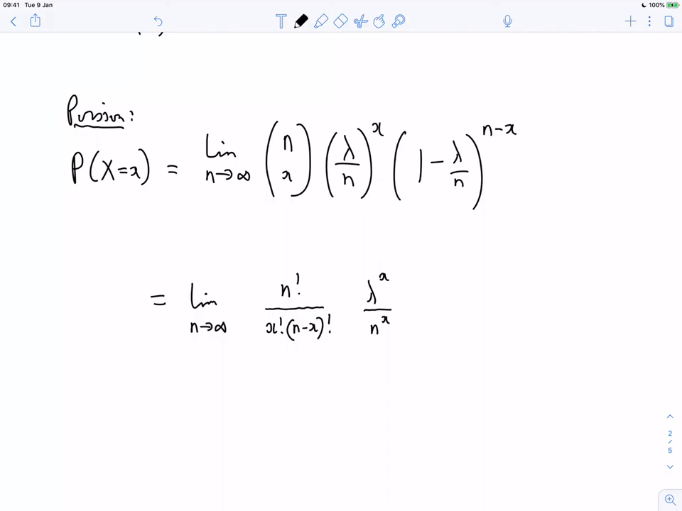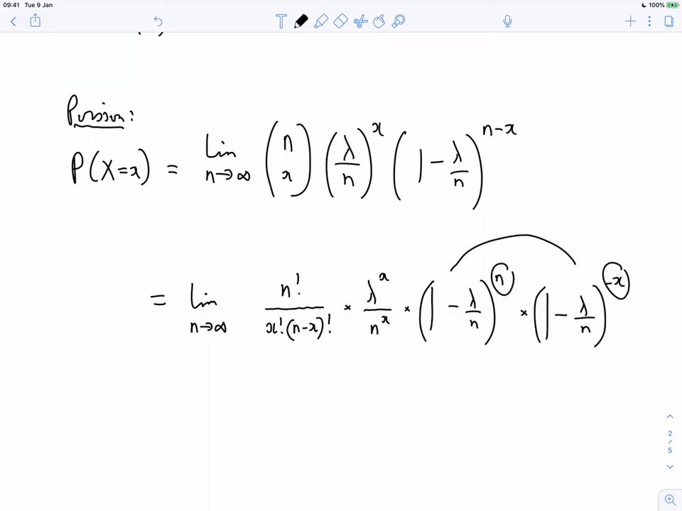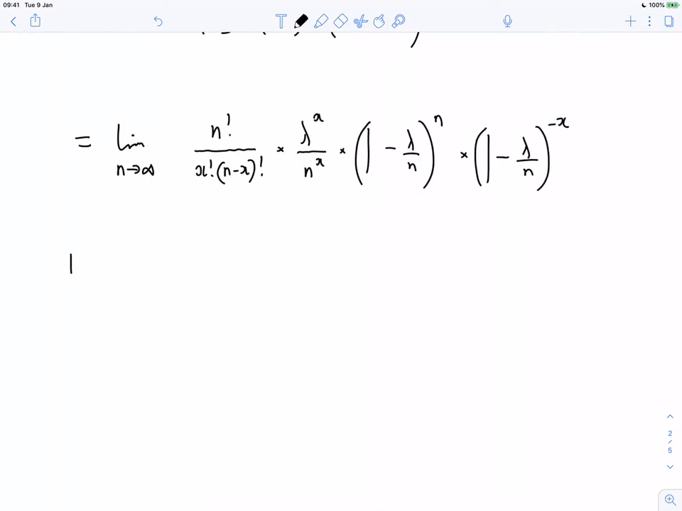And then 1 minus lambda over n to the power n, all times 1 minus lambda over n to the minus x, okay? Because when I multiply these two things together, I add the exponents, it's just the indices rule. That shouldn't be a problem. Okay, now if I manipulate this a little bit, then the limit as n tends to infinity, n factorial is n times n minus 1 times n minus 2 and so on. And then I'm going to reach n minus x plus 1, then n minus x, and then n minus x minus 1 and so on, times 2 times 1 on the top.